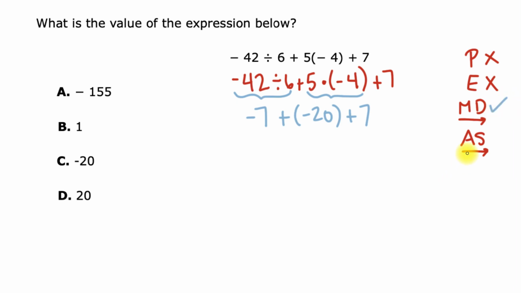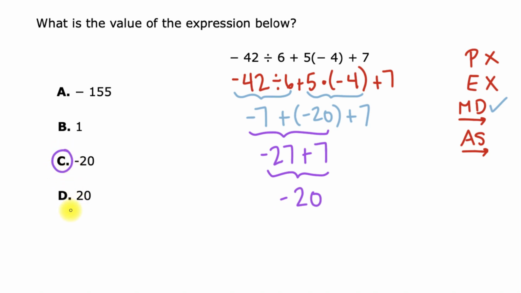And now we'll go to addition or subtraction. And we can do this from left to right. So we've got negative 7 plus negative 20 first. And when we do that, we'll end up with negative 27. And then we'll bring down plus 7 because we haven't used it yet. Negative 27 plus 7 will give us negative 20, which is choice C.